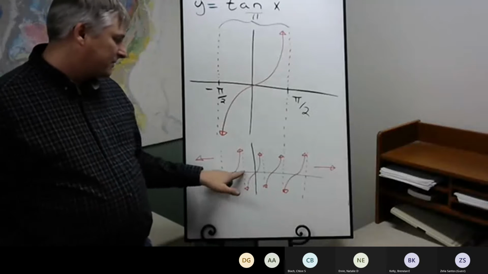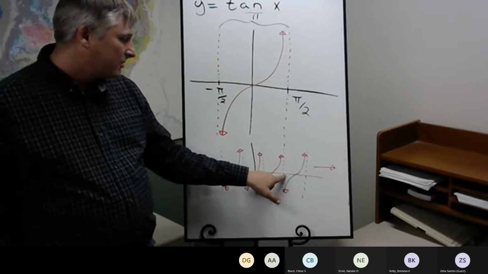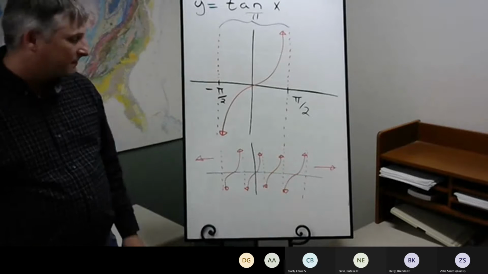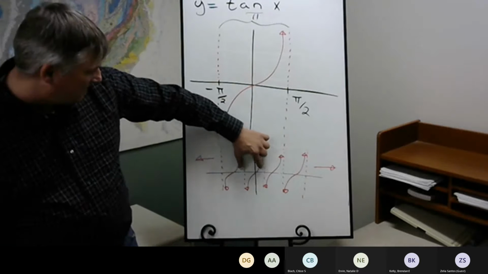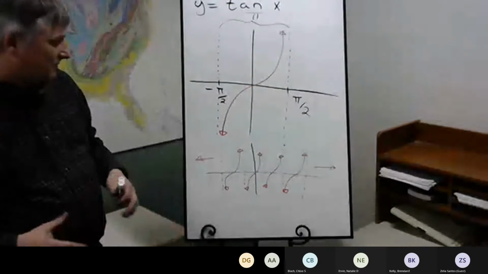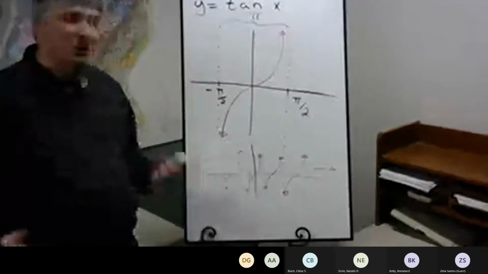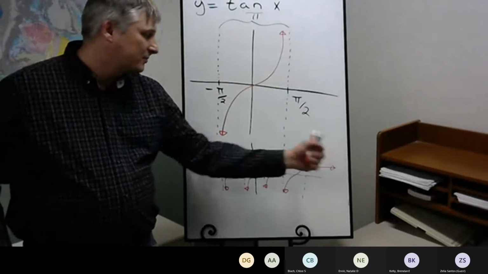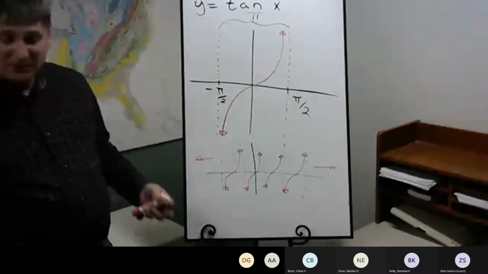So negative pi over 2, pi over 2, the 3 pi over 2, the 5 pi over 2. The distances here are each pi units long. So that's what tangent's going to do. It's just going to repeat these little graphs on and on forever in the positive direction and the negative x direction. So that's your tangent.